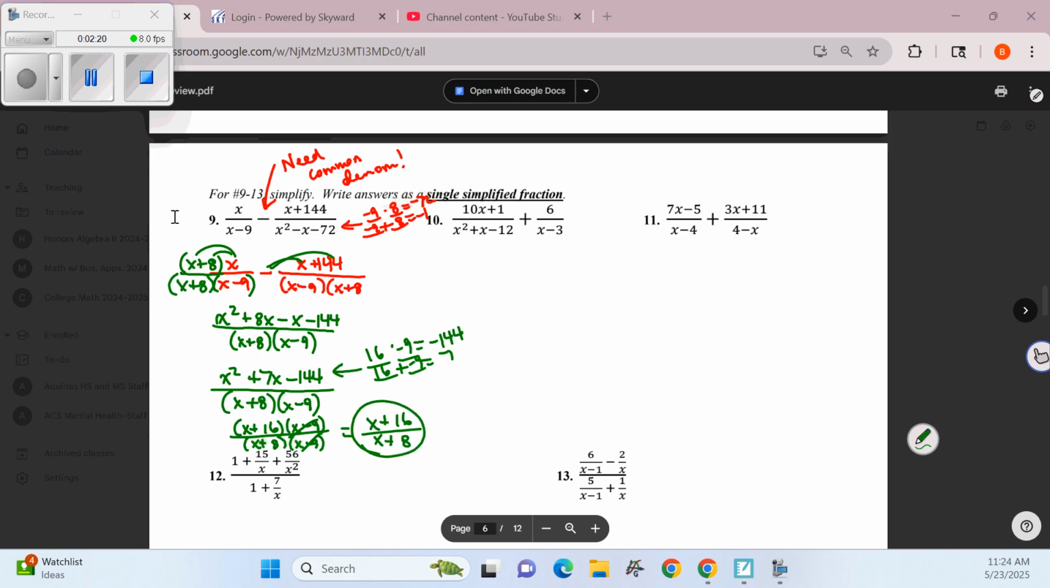Do not be tempted to reduce the 16 and the 8 or cancel the x's. They are connected by addition. We have to stop here.